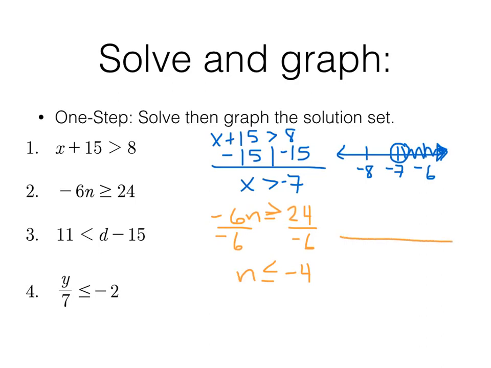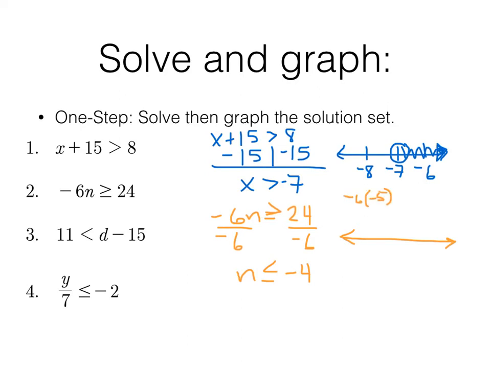Well, I should probably check it before I graph it. So let's check it first. Let's use a value that's smaller than. So we need a value that is smaller than negative 4. Let's use negative 5. This time I'll write it out so we can see it. Negative 6 times negative 5.